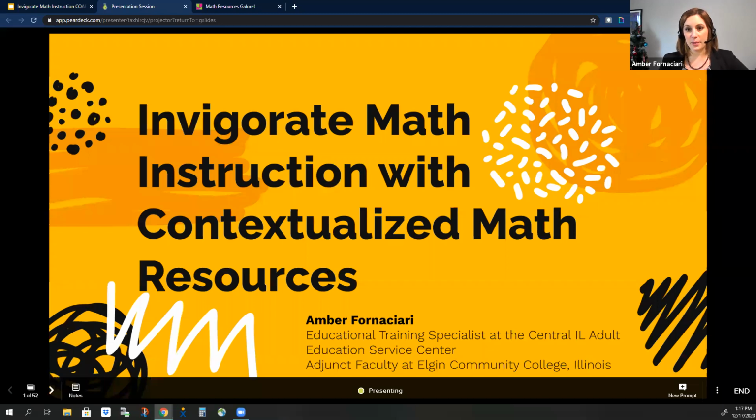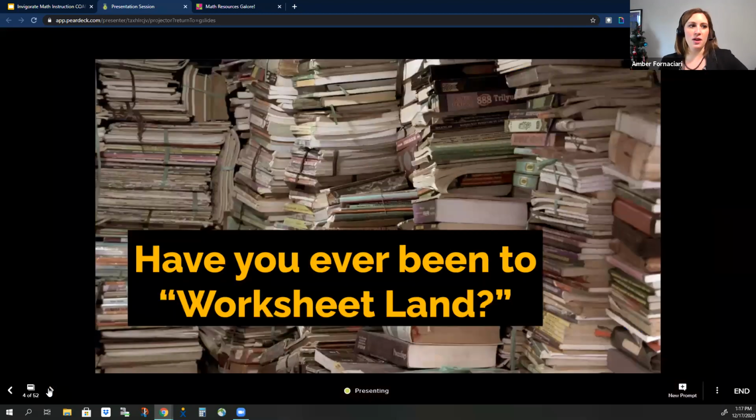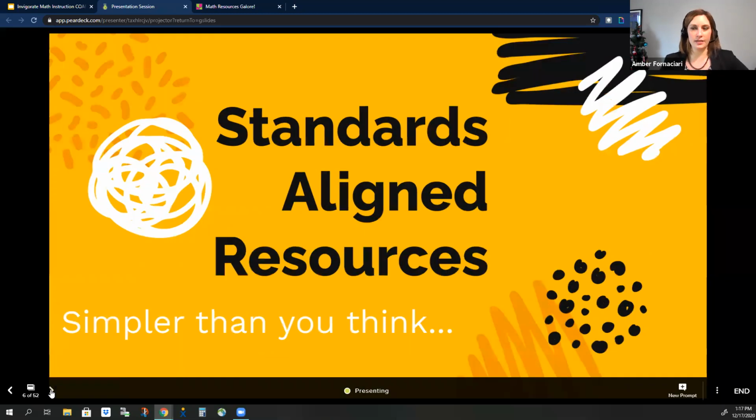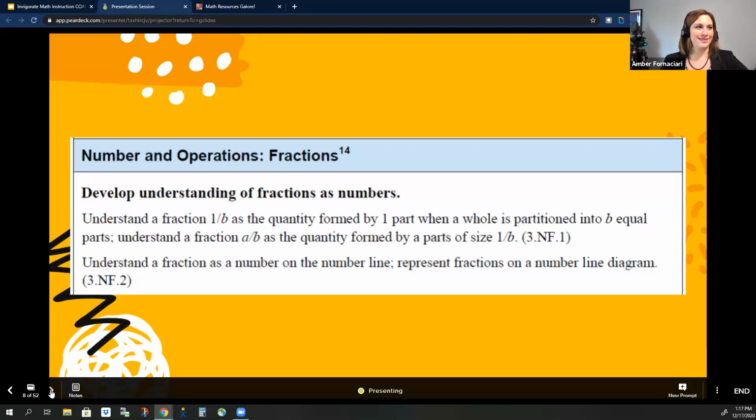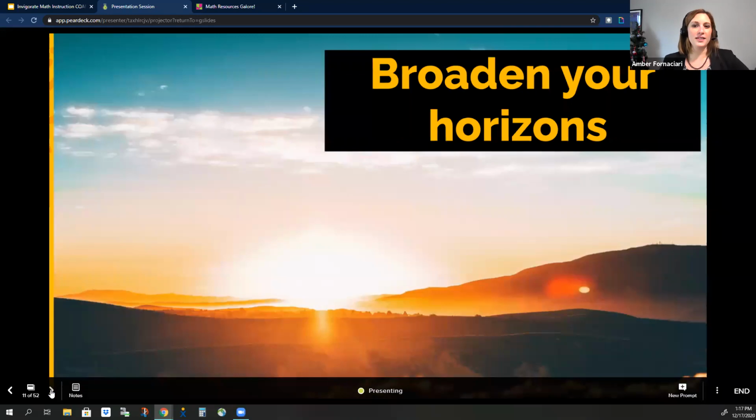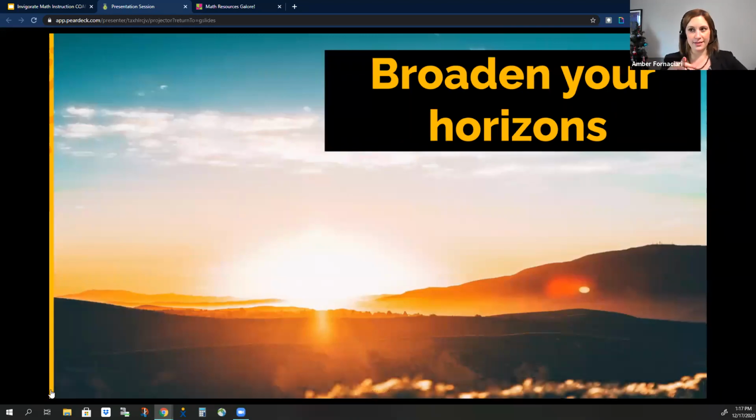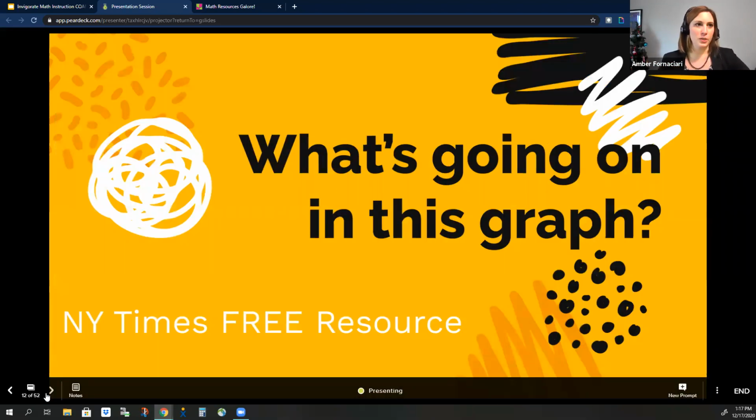You see this little code up at the top right? There it is. So they can go to joinpd.com. Now, it started at the beginning of my presentation. So I'm going to flip through to where I was, past Worksheet Land, because we're getting out of Worksheet Land. And you notice that on your device, as I flip through the slides, it should be changing on your end as well. And that's because we're in a live presentation mode.